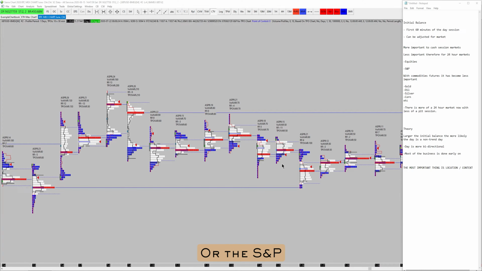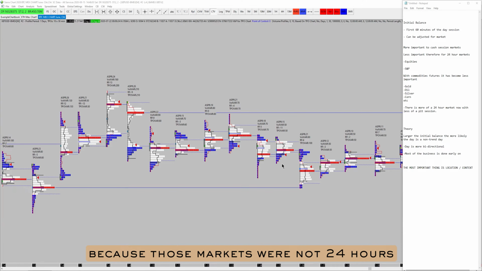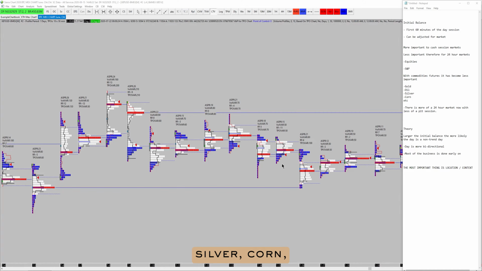Or the S&P. With commodity futures, it's become less important, because those markets were not 24 hours and still technically are not 24 hours, but they are moving more in that direction. Okay, so there's less of any kind of disconnect, or rather there's less separation with regard to that market than there was previously. So something like gold, oil, silver, corn, these have become less important because there is less of a pit session, right? If any pit session at all. Okay.